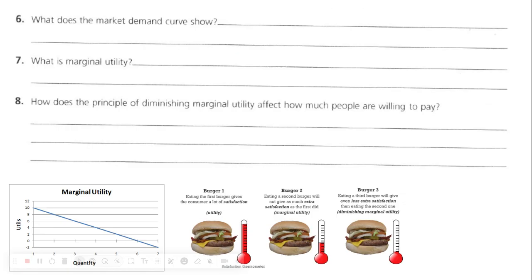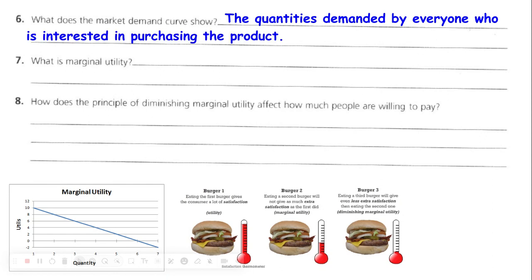So, what does a market demand curve show? It just shows the quantities demanded by everyone who is interested in purchasing the product within a market. So if we have, let's say, consumers in one town versus another town, we can see who wants that.